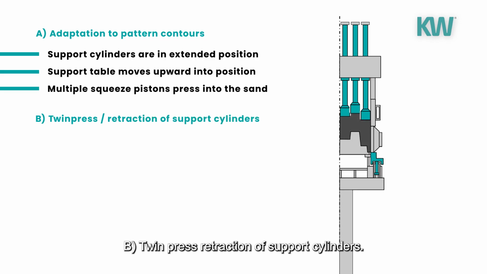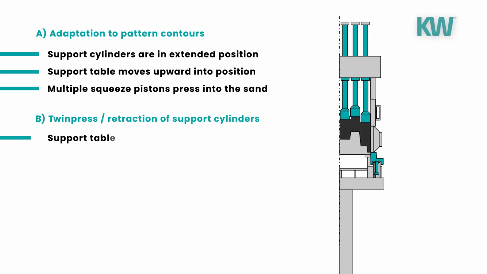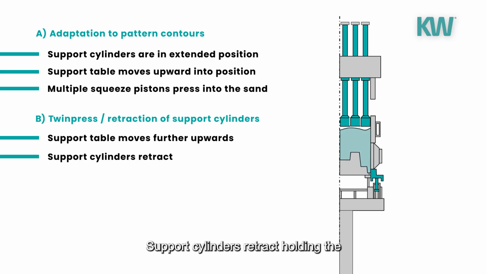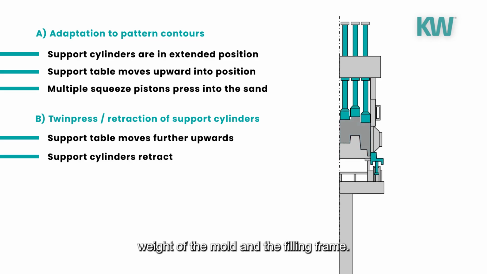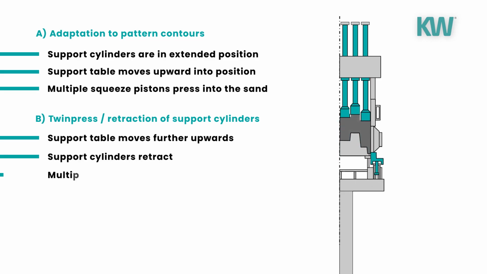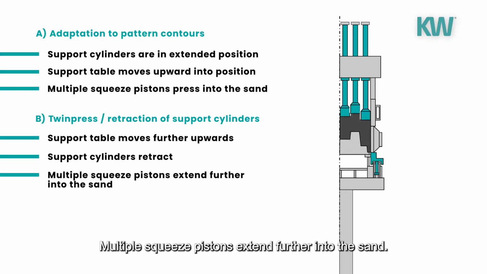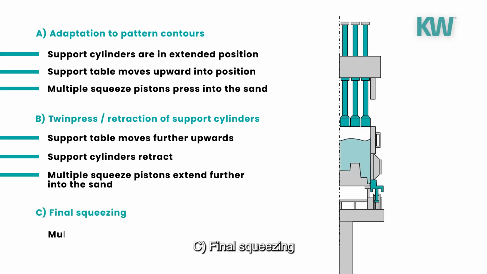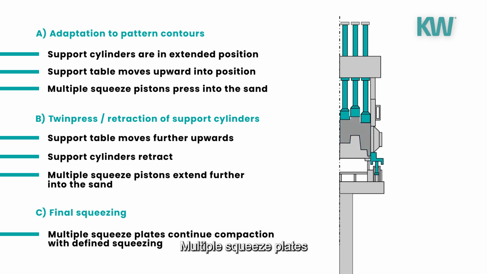B. Twin press retraction of support cylinders. Support table moves further upwards. Support cylinders retract, holding the weight of the mold and the filling frame. Multiple squeeze pistons extend further into the sand. C. Final squeezing. Multiple squeeze plates continue compaction with defined squeezing.